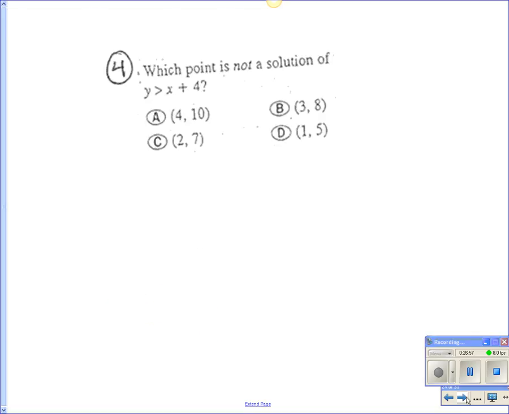Number 4, which point is not a solution of y greater than x plus 4? What do you think? What's one way you could do this one? What's one strategy you could use? Yep, you could plug your points in. That's strategy 1. Anybody else know the other strategy you could do on this one? You could graph this, and if it's not a solution, that would mean it's not in the what? What would happen when you graph this? Where would the solutions not be?